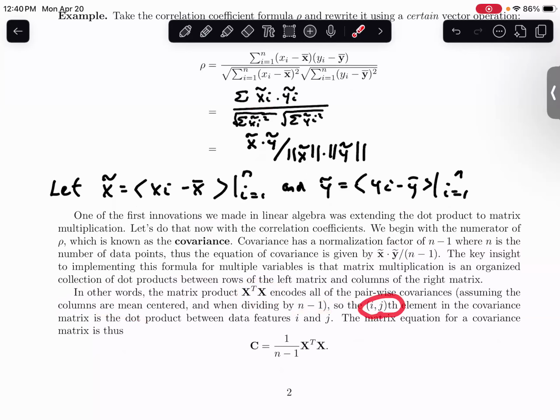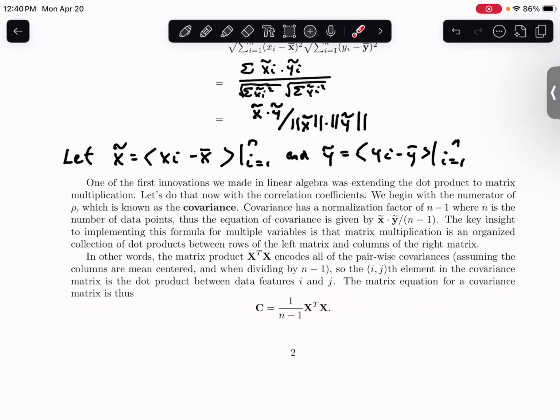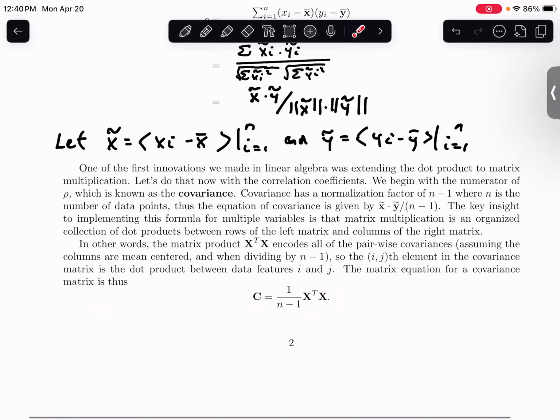So the ijth element in the covariance matrix ends up being the dot product between data features i and j. And so what we end up getting is that this covariance matrix is denoted by C, and it's really just going to be X transpose times X, where X is your data matrix, right? So you should be thinking this is rather nice, because when we were doing the singular value decomposition, we were really looking at the eigen decomposition, or the diagonalization, of matrices of this exact form, pretty much.